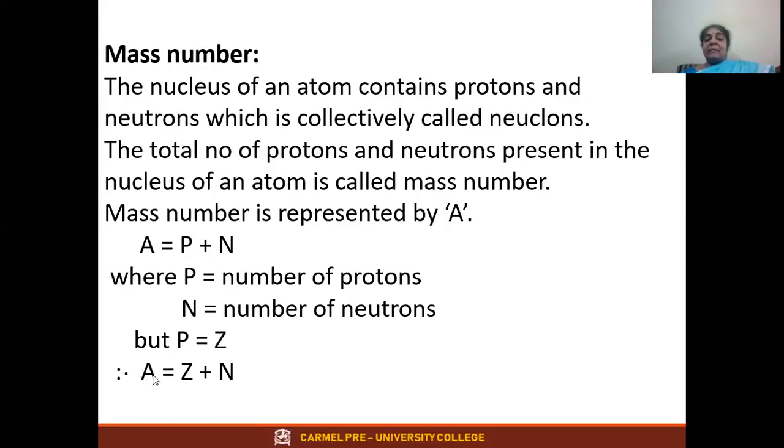Okay. So, finally, mass number, what do we understand? Mass number is the number of electrons plus the number of neutrons. So we understood two important terms. One is atomic number, which is the number of electrons present in an atom. Then mass number is the number of electrons plus the number of neutrons, because we know that the number of electrons is equal to the number of protons. This is how we understand the two important terms, atomic number and mass number.